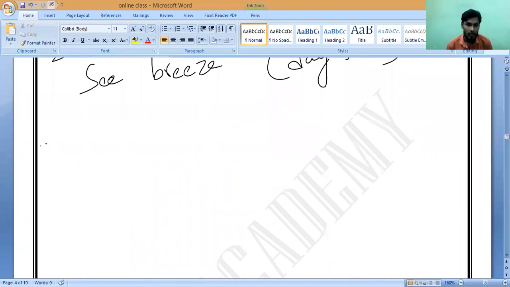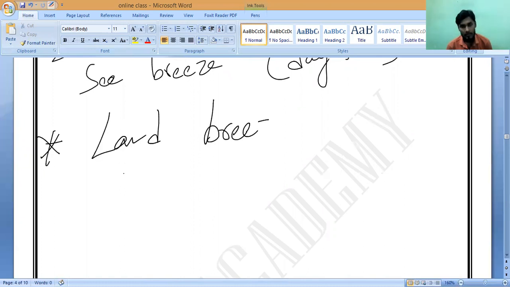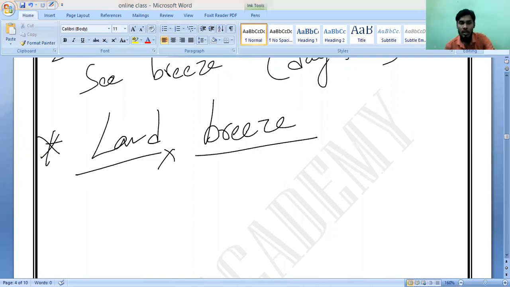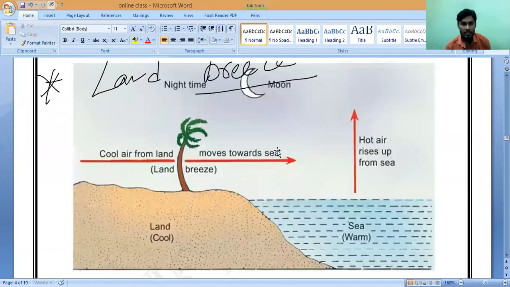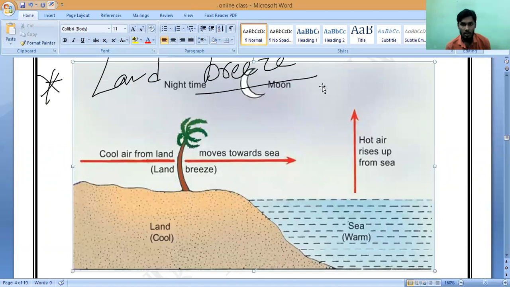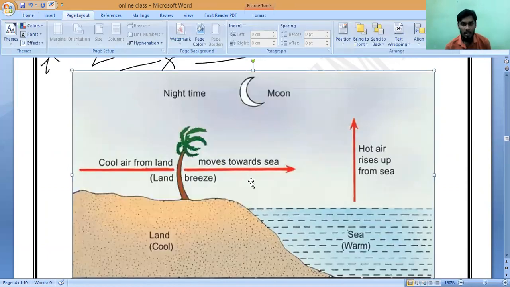Now let us go to the next concept, which we should call land breeze. So, let us discuss land breeze. Now, opposite to the sea breeze, we call it land breeze. Now you tell me, as we know that solid and liquid, which is easier to cool? Solid. Because solids we can heat faster, and in the same way we can cool them also much faster. Correct or not?